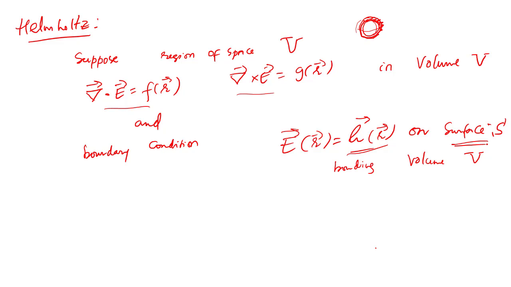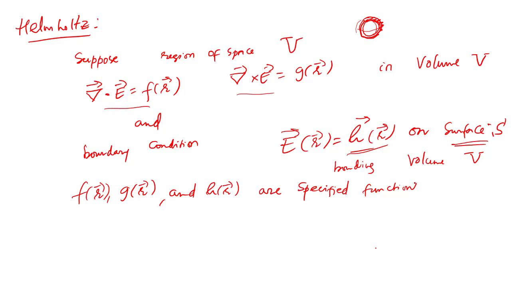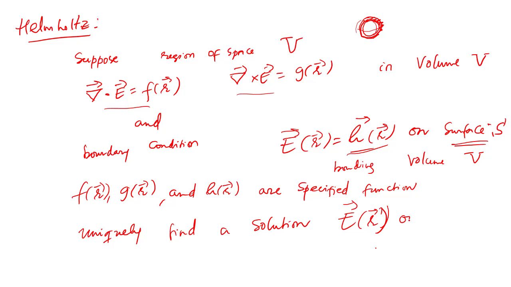If you have these things, and if f of r, g of r, and h of r are specified functions, you know what they are, you're specifying them, then the Helmholtz theorem says that you can uniquely find a solution to E. You can find a unique solution to E of r over the entire volume V, right? So this will uniquely determine the electric field.